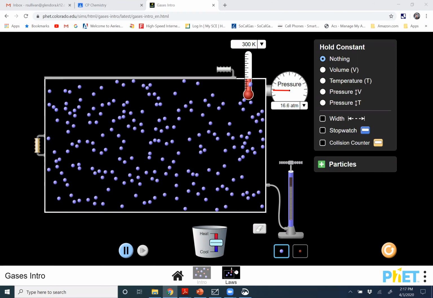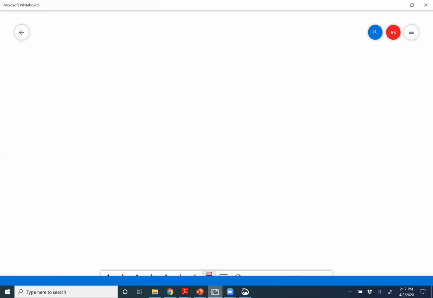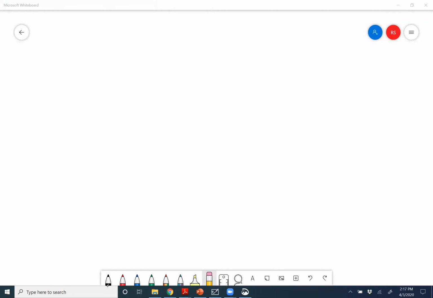The pressure and the volume are in what's called, so here's Boyle's law. Excuse me. This participant window is in the way. So we are talking about what's called Boyle's law.